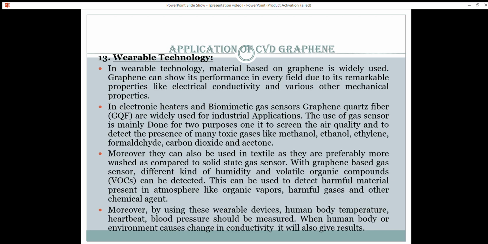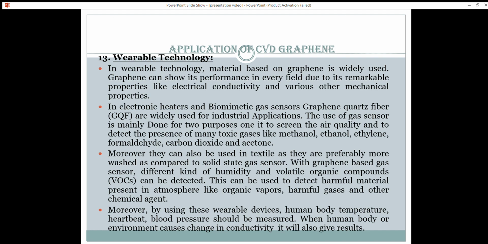In wearable technology, materials based on graphene are widely used. Graphene can show its performance in every field due to its remarkable properties like electrical conductivity and various mechanical properties. In electronic heaters and biomimetic gas sensors, graphene quartz fiber (GQF) is widely used for industrial applications.